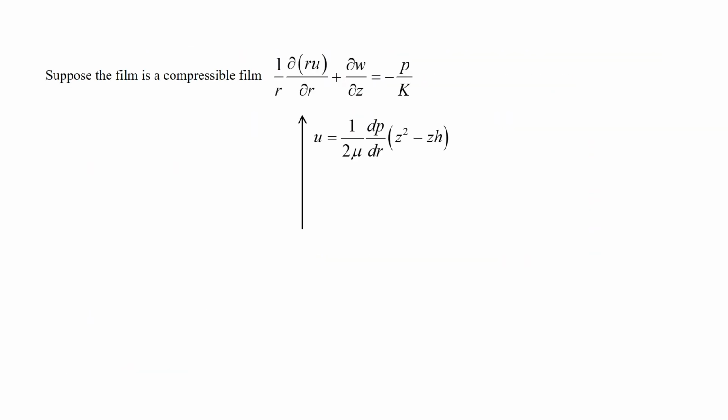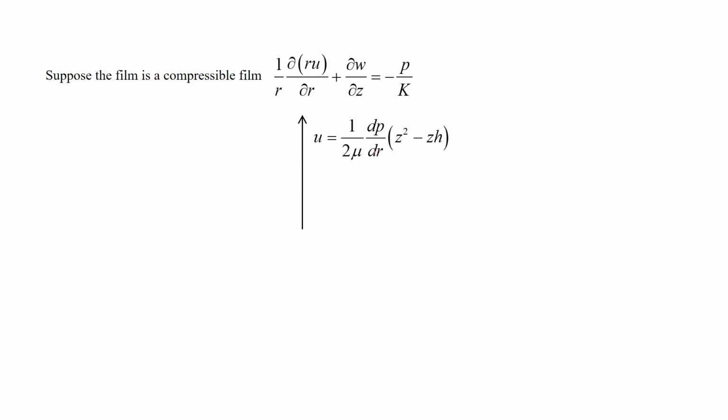So, now suppose the film is a compressible film. So, now we have not 0 on the right hand side, but this particular expression, that is the volume strain. So, we would like to solve this problem a little bit differently using this result.